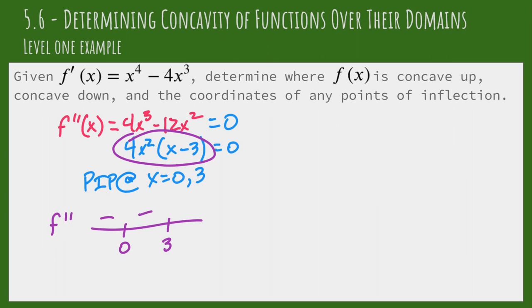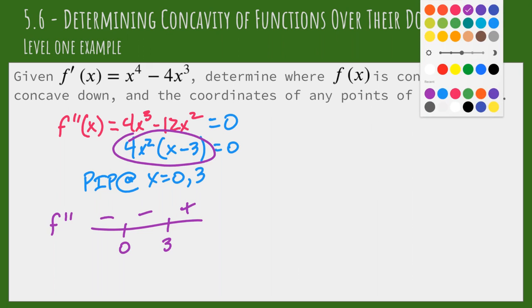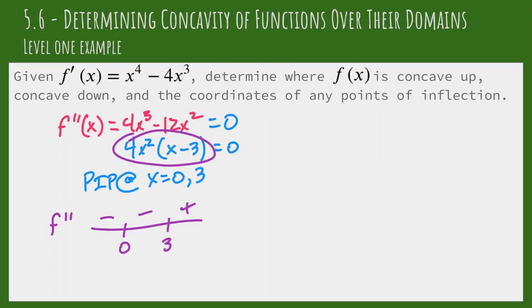So it's important to understand that the concavity is not always going to change at our potential inflection points. We can see here that the concavity is down to the left and to the right of 0. Then to the right of 3, we plug in a big positive number. We get a positive times a positive, and that is going to be positive. So we want to answer the question now. First part of the question is, where is the function concave up? So f is concave up on any interval where the second derivative is positive. So that's going to be from 3 to infinity.